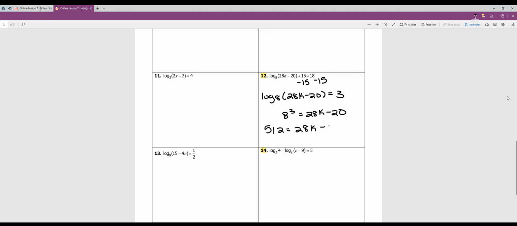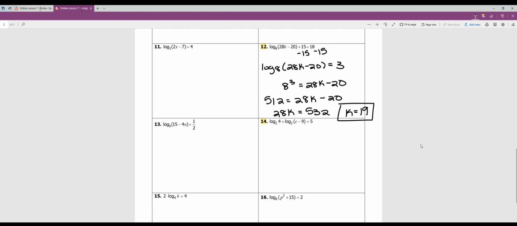28k minus 20. I'm going to move that 20 over, and I'm going to get that 28k is equal to 532. And then I'm going to divide, and I'm going to get that k is equal to 19. And if I plug 19 back in for k in my original equation, I'm not going to get a negative or a 0, so 19 is my answer. Now let's do number 14.